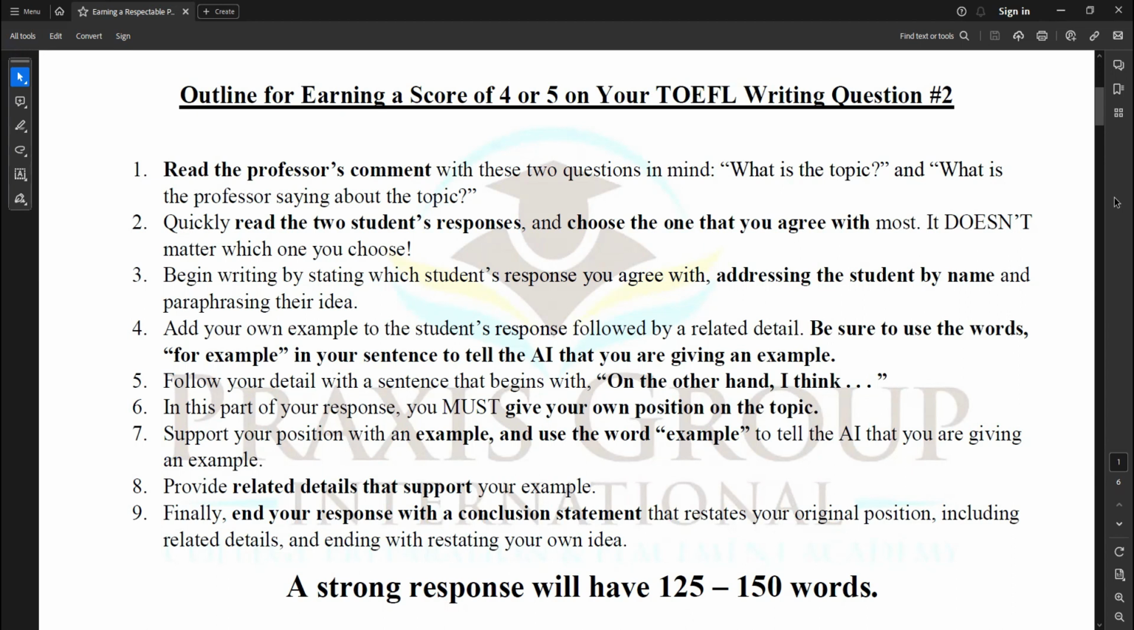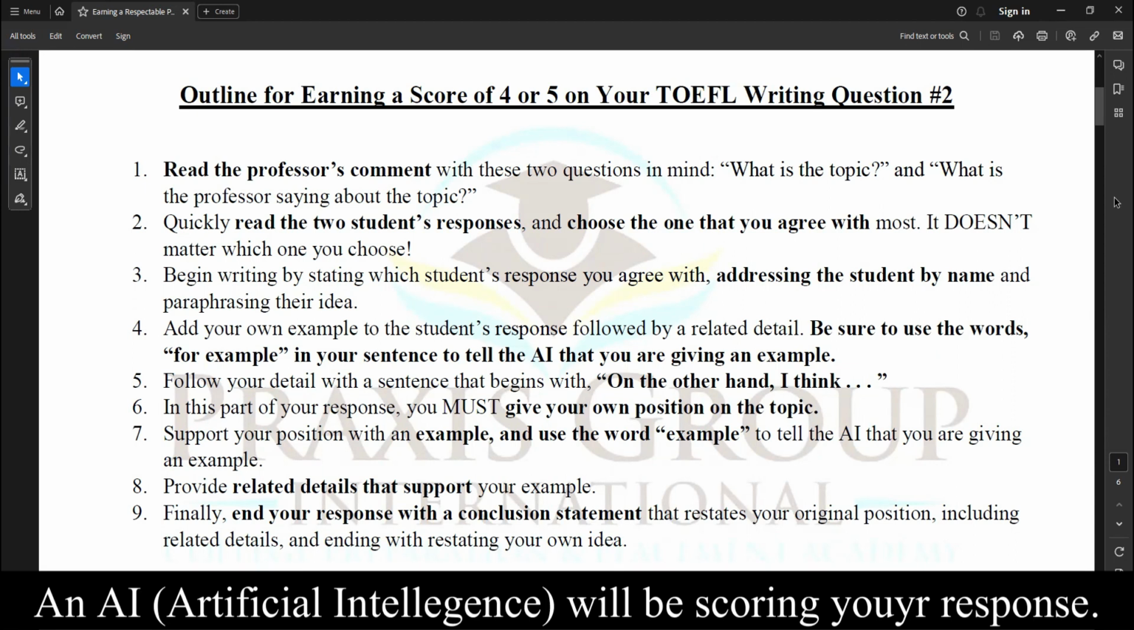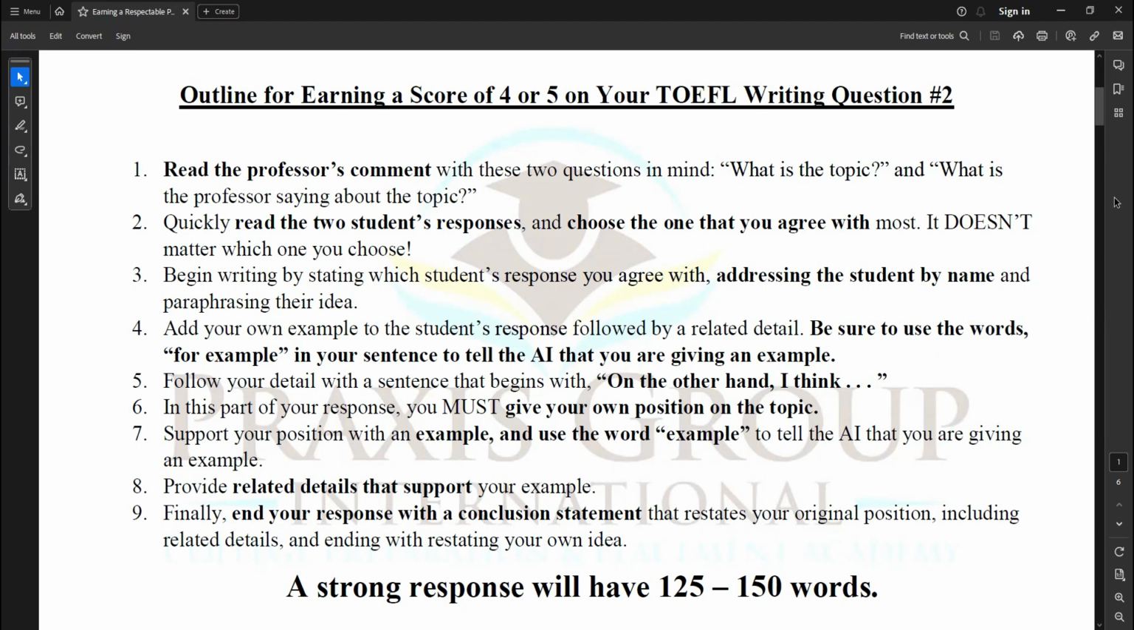Number 3, begin writing by stating which student's response you agree with, addressing the student by name and paraphrasing their idea. Number 4, add your own example to the student's response followed by a related detail. Be sure to use the words "for example" in your sentence to tell the AI that you are giving an example. Number 5, follow your detail with a sentence that begins with "on the other hand, I think."